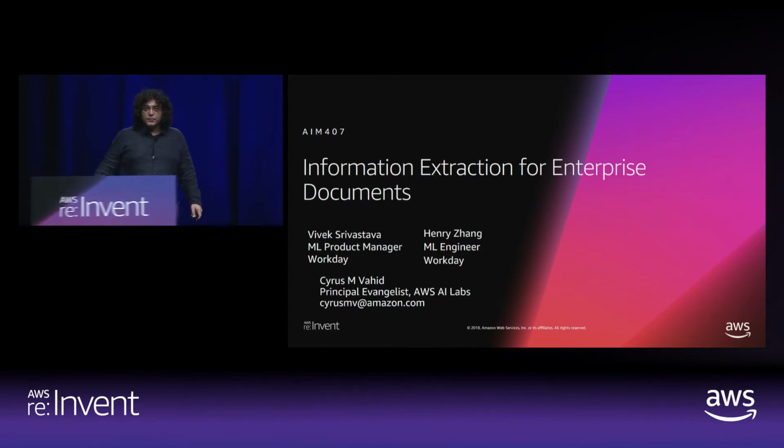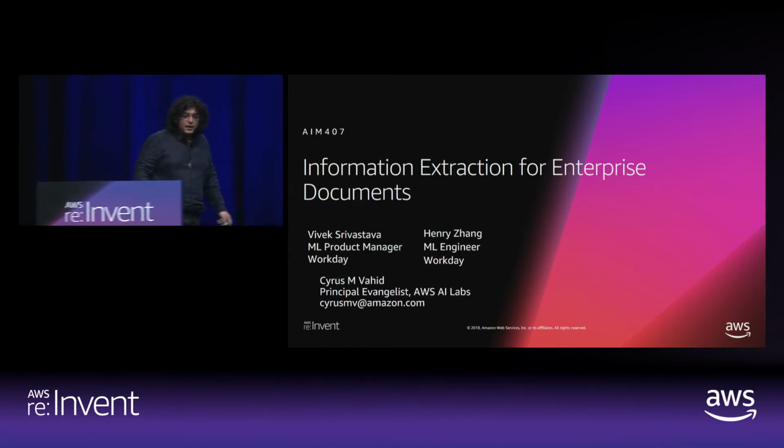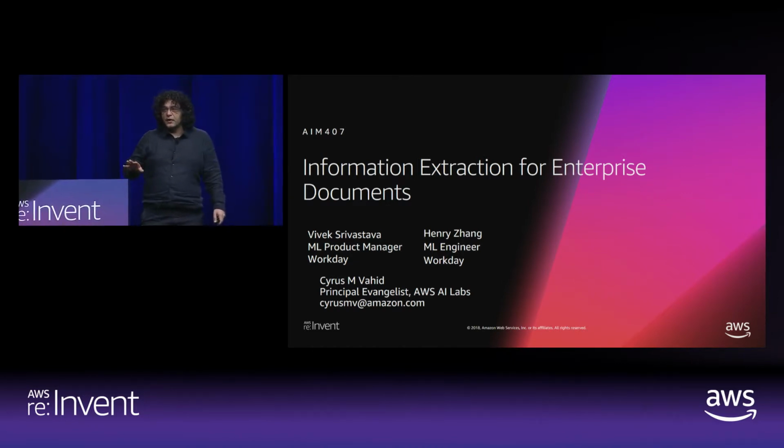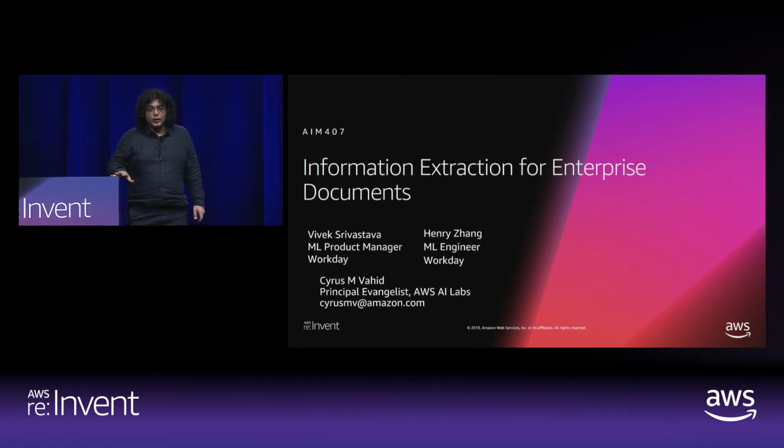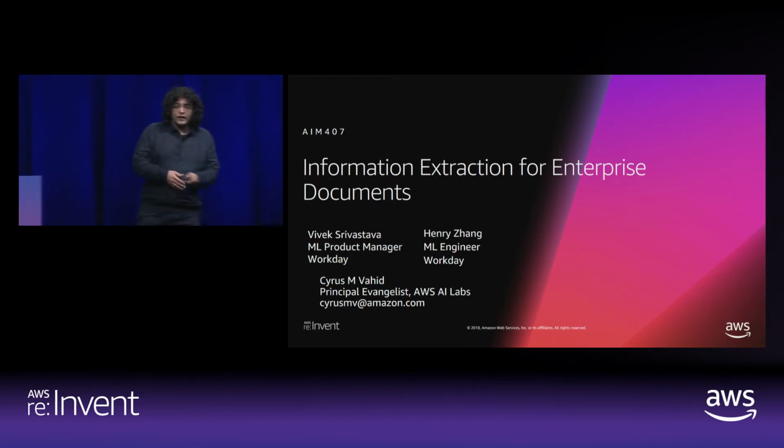My name is Cyrus, I'm Principal Evangelist for AWS AI Labs, the Deep Engine team. The part of the Deep Engine I'm involved in is working on a product called MXNet. It's an Apache project. It's an open source deep learning framework. The other section of the Deep Engine is involved in Amazon SageMaker's development, and then I'm going to quickly go through what these things are and why they work well together.